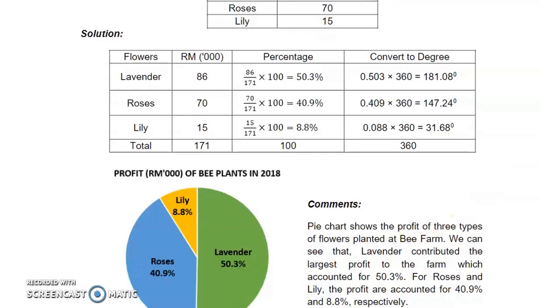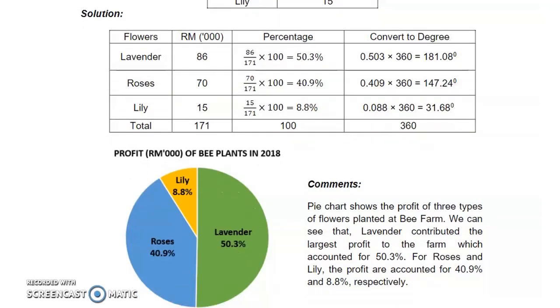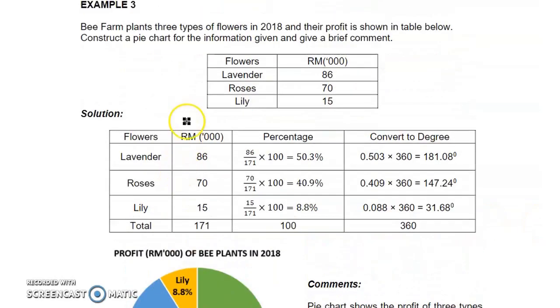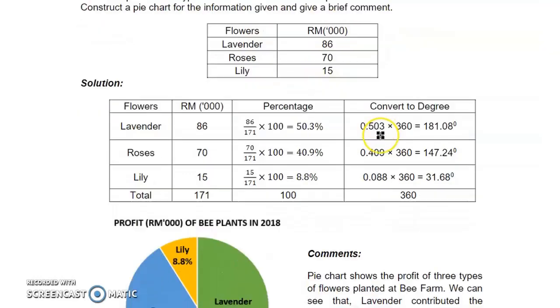Normally when we represent our data using a graph, we are required to give some brief information or brief explanation. For example here, this data just now is about plants planted by a bee farm in 2018 and their profit. So this data is about profit.